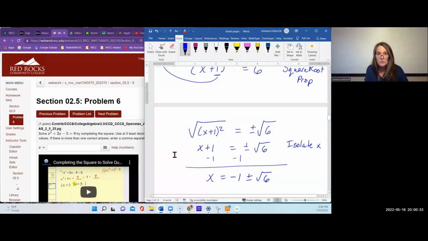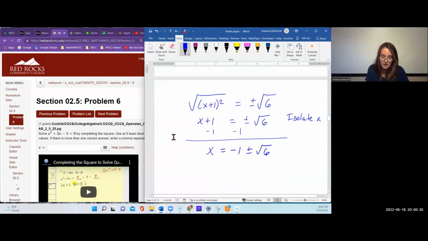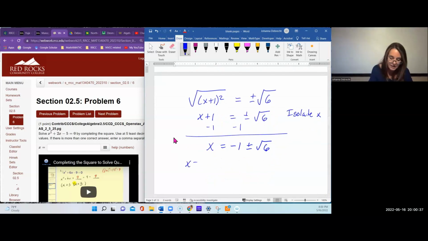What does this mean? It means there's actually 2 numbers, and the 2 numbers are x equal -1 plus the square root of 6, and x equal -1 minus the square root of 6. These are decimal numbers that appear on the number line, and they have no pattern that repeats, and the decimal goes forever without stopping. These are our 2 solutions.